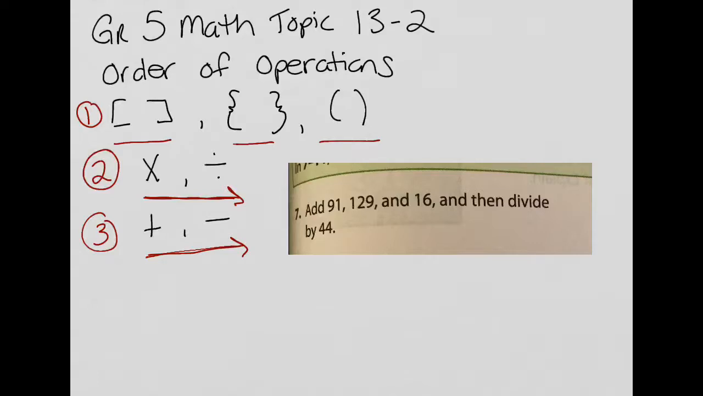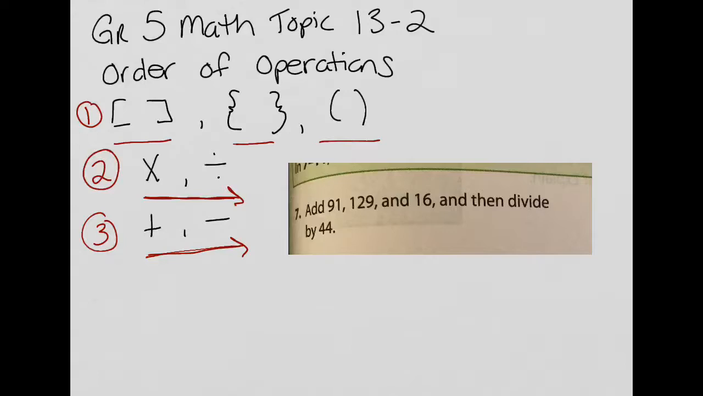I'll be doing a few worked examples. These are coming out of your ICP. And the first example I'm going to do is number 7, which you see on the screen. It's asking us to add 91, 129, and 16, and then divide by 44. Before you do any math or write anything down, read the problem through just like I did to see what it's asking us to do.